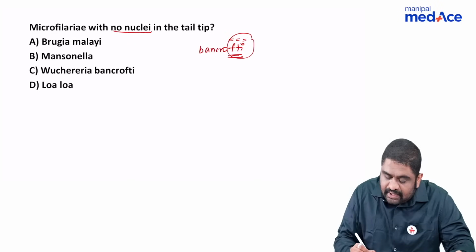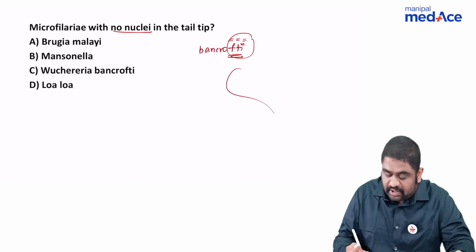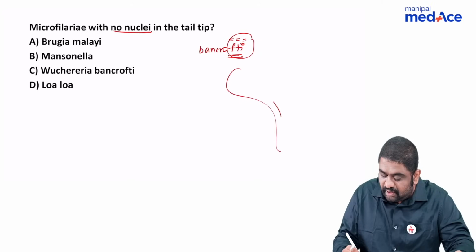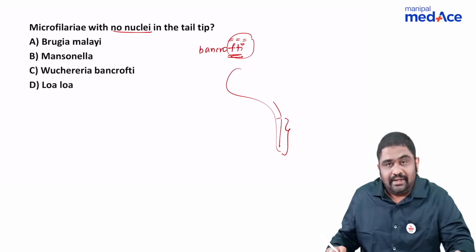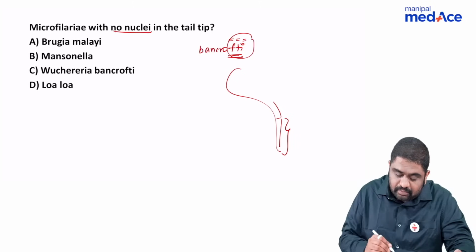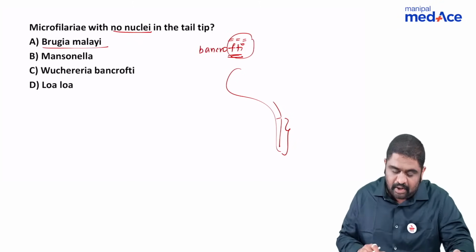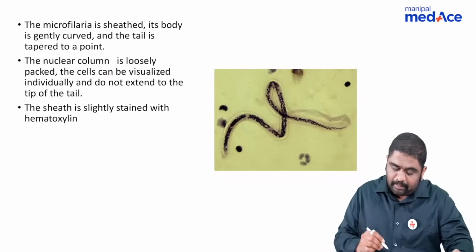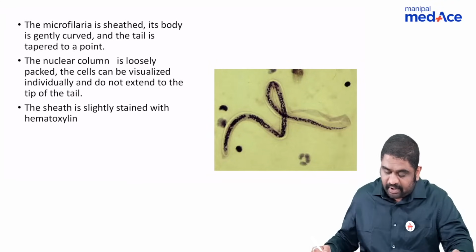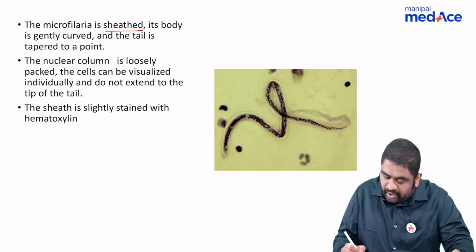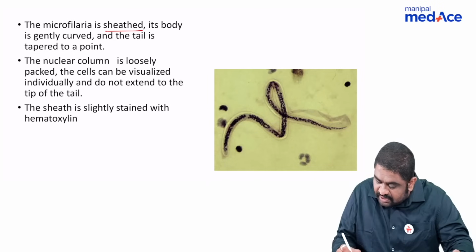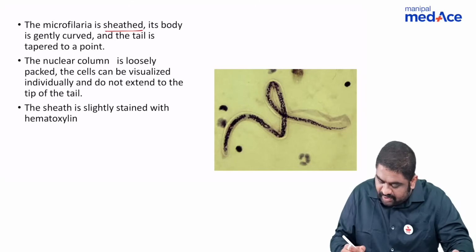So free tail tip means when you look at the organism and the sheath is stopping here, beyond the sheath, there is no nuclei at all. From here to here, the tail is not having nuclei. But when it comes to Brugia malayi, you will be able to have two nuclei in the tail tip. Now look at this picture. The microfilaria, if it is Wuchereria bancrofti, is sheathed, its body is gently curved, and the tail is tapered to the point. Now, in this image, you can see the organism here.